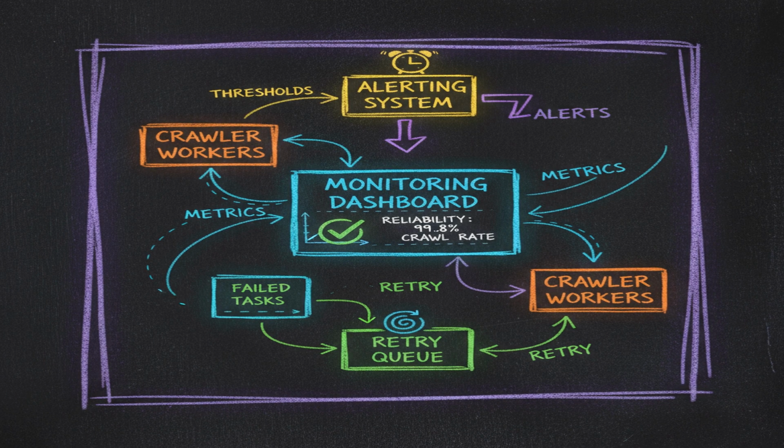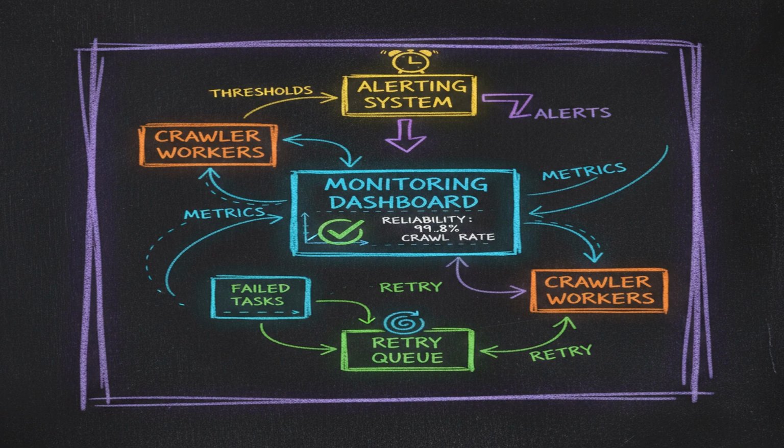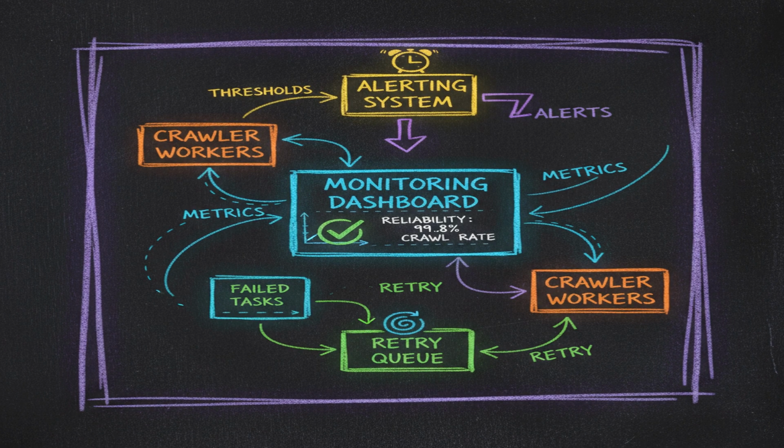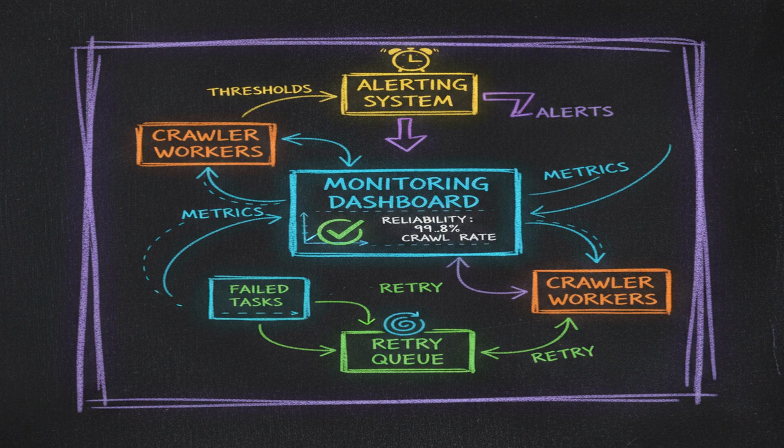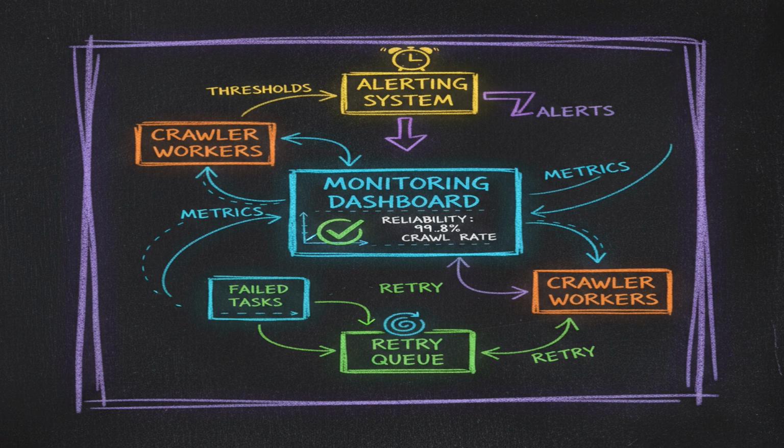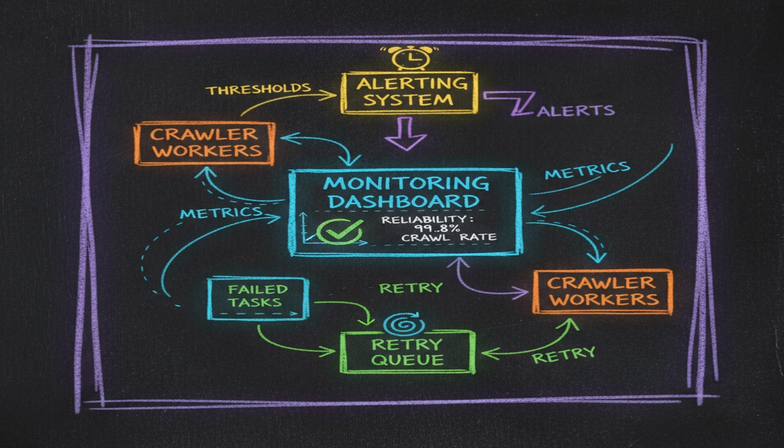A retry mechanism is needed to handle transient errors. We can implement exponential backoff to avoid overwhelming target servers. An experienced interviewer will probe, what happens if the monitoring system fails? The key is redundancy. We've covered a lot of ground.